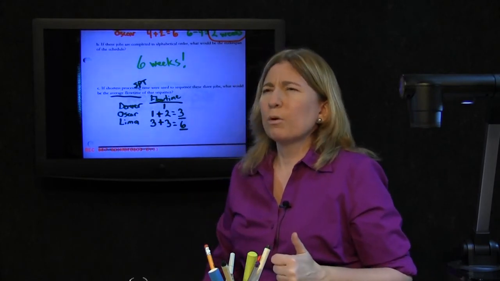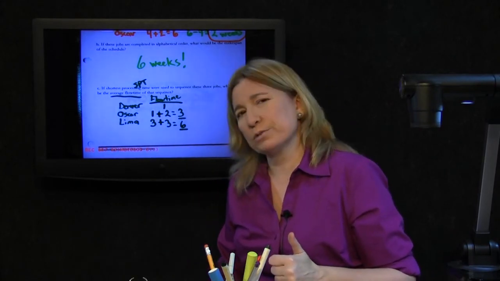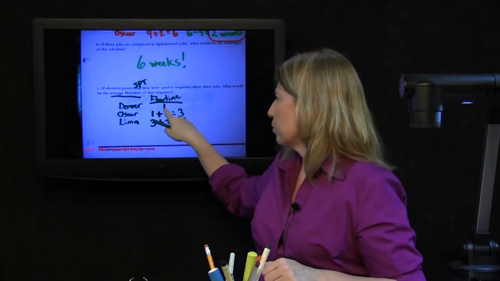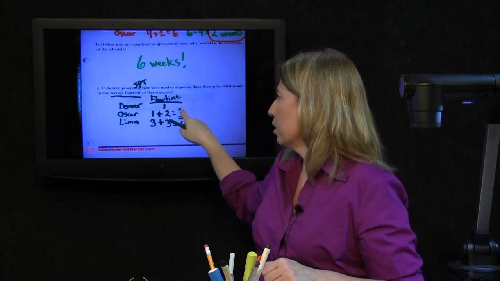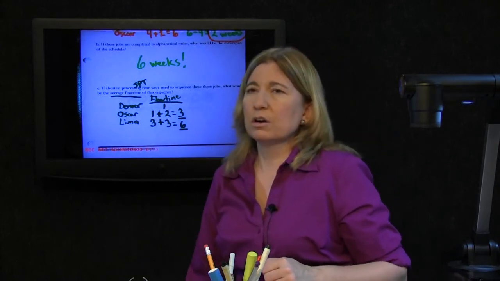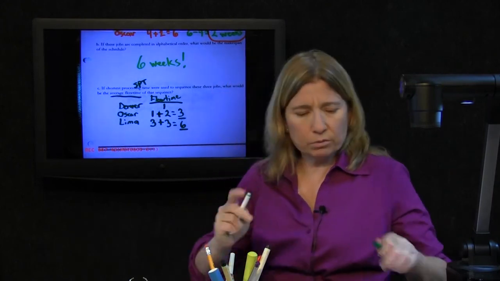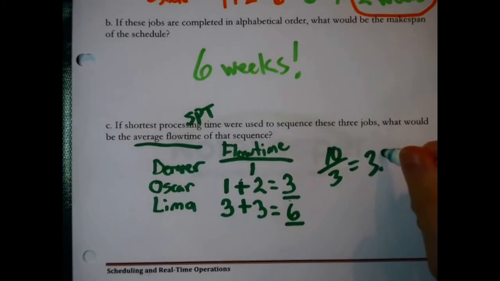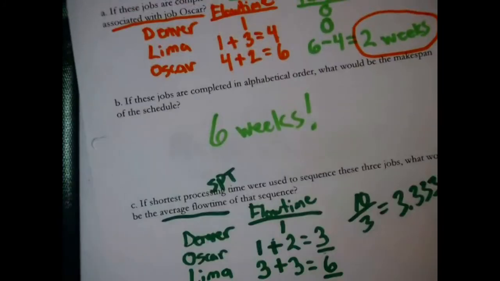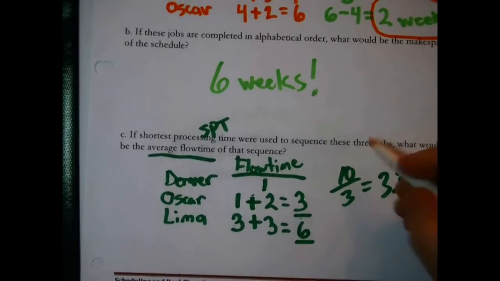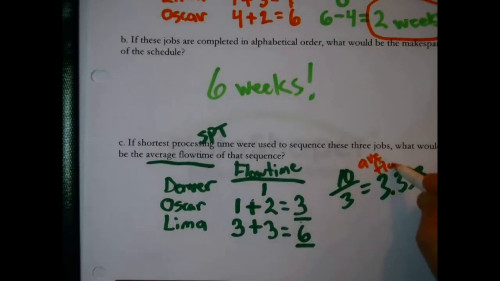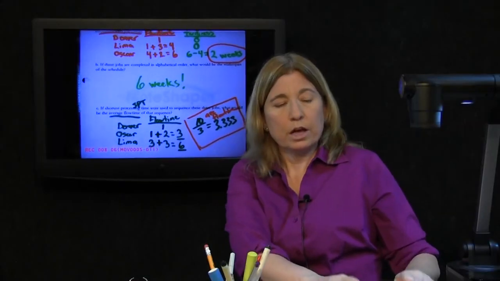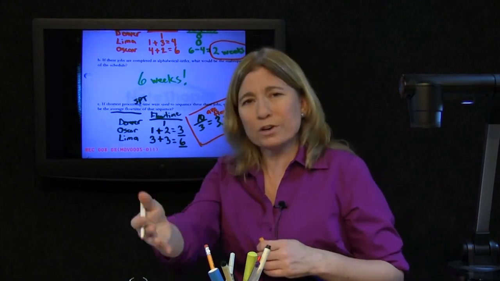Okay. Now, what was the question? The question, what was the average flow time? Right, that's kind of a performance score for a sequence. And that just means you average the flow times, so you average the 1, the 3, and the 6. So 1 plus 3 plus 6 is 10, right? There are 3 jobs. The average flow time then is 3 1/3. That's the average flow time for this particular sequence, this being the shortest processing time sequence.